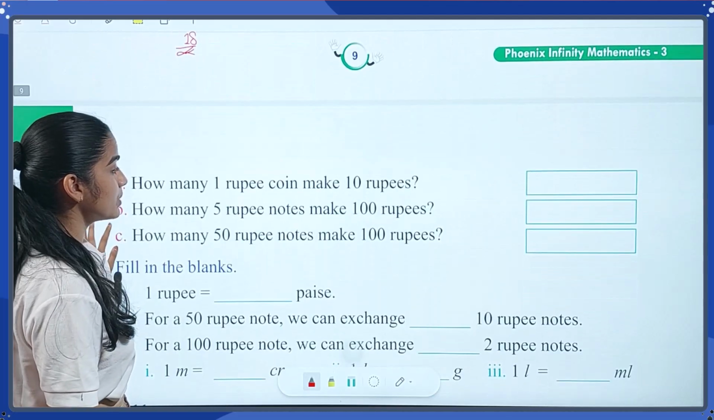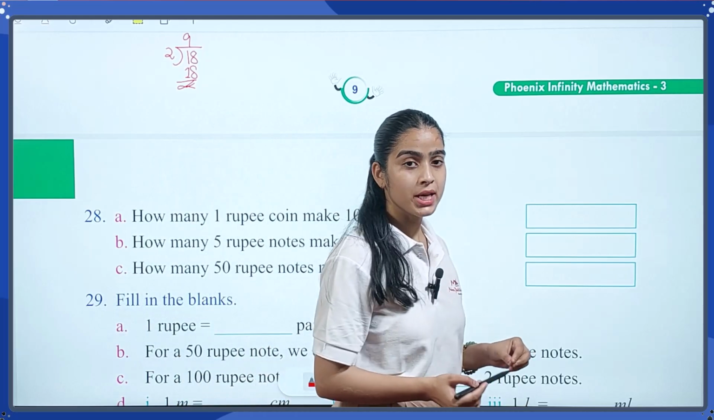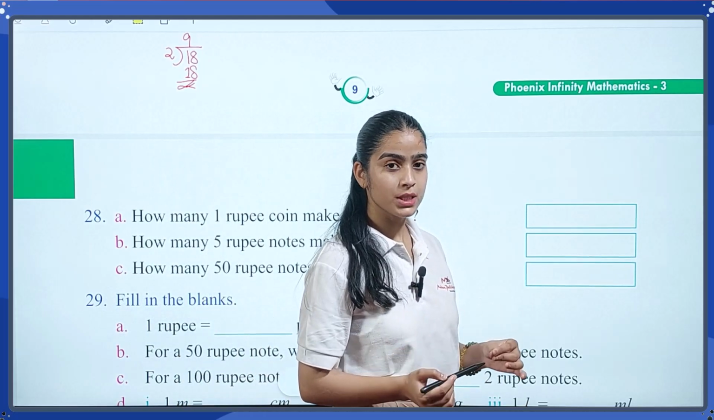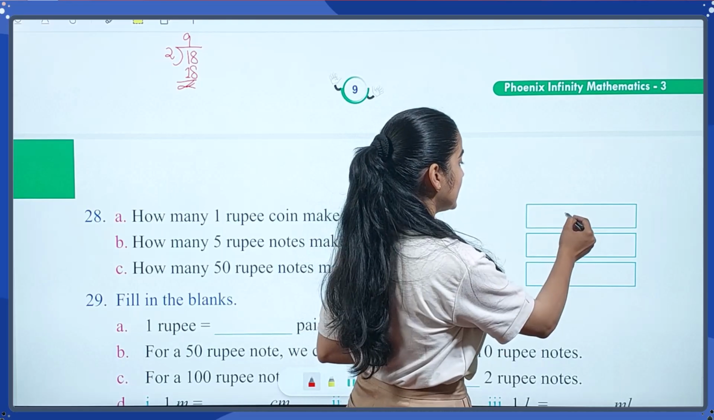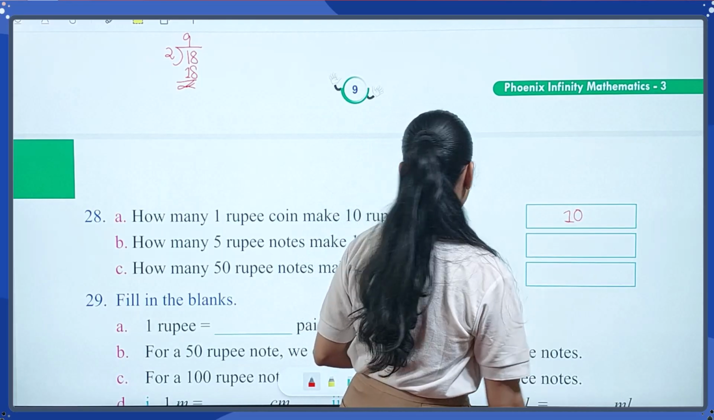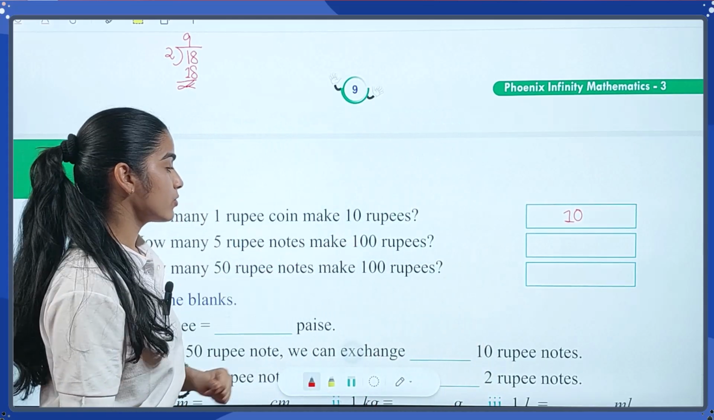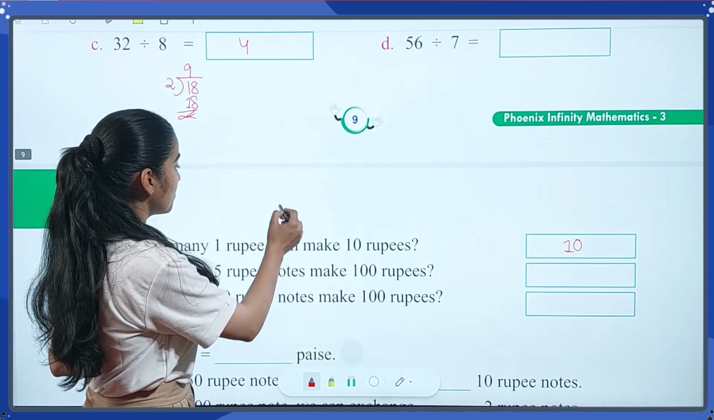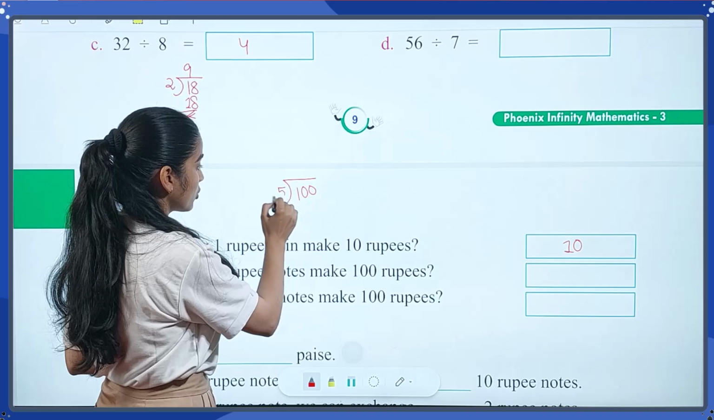How many 1 rupee coins make 10 rupees? So if you want to make 10 rupees, how many 1 rupee notes or coins do you want? 10. Okay. How many 5 rupee notes make 100 rupees? So what you can do, you can simply divide 100 by 5. You will get your answer.